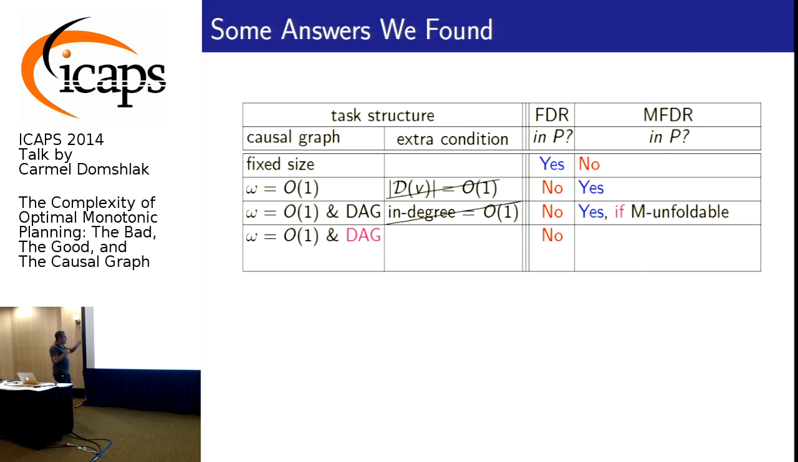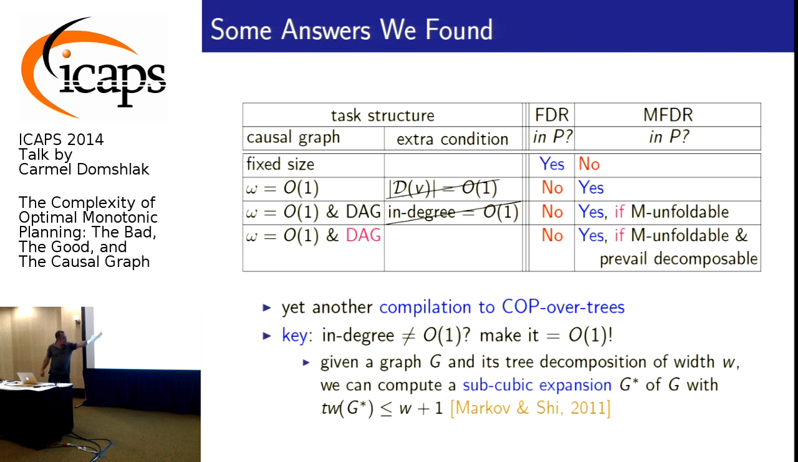Now, if you want to get rid of that as well, and stay only with DAG, you will have to require a bit more than unfoldability. And here there are two tricks. First, if in-degree is not fixed, you can fix it, as long as the tree width is bounded by a constant. And that relies on a relatively recent result by Markov and Shi, which is actually a very cryptic paper. But the result is cute.